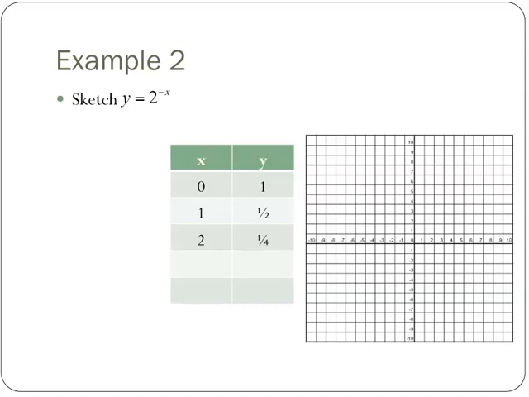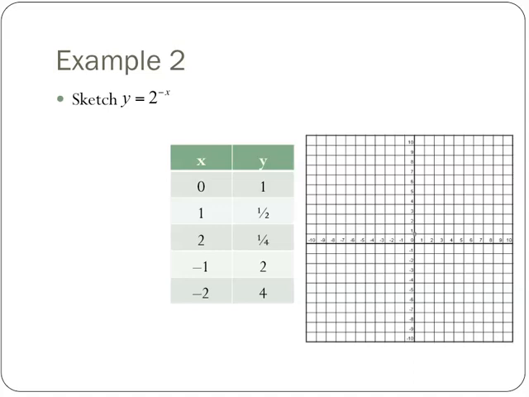Plug in negative 1, we have 2 to the positive 1 now, so that's 2. Plug in negative 2, we have 2 to the positive 2, so 2 squared, which is 4. So now we can go ahead and graph these points onto the grid over here.